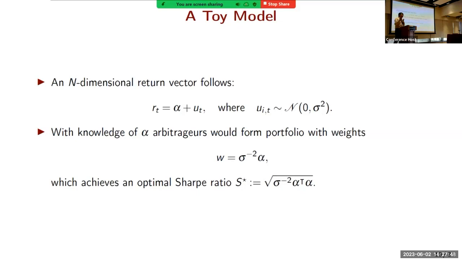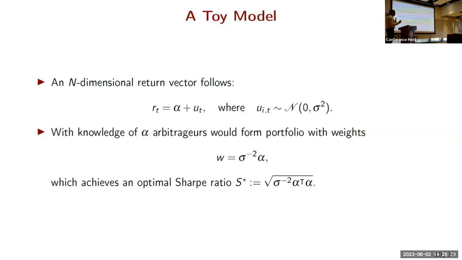Let me now show you a toy model first to make sure everyone gets an idea of the limits of arbitrage, statistical arbitrage. But this is a toy model, so it's certainly not meant to be realistic. Let's assume there is an n-dimensional return vector R_t with an n-dimensional parameter alpha, plus u_t, which is an idiosyncratic error. u_t is completely IID cross-sectionally and over time. So in this model there's no factor, just alpha returns.